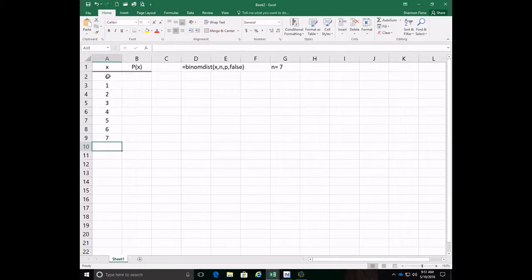In other words, I can have 0 successes. The twins can win no games, or I can have 7 successes. They could win all 7, all right? And now I want to calculate the probability of each one of these.